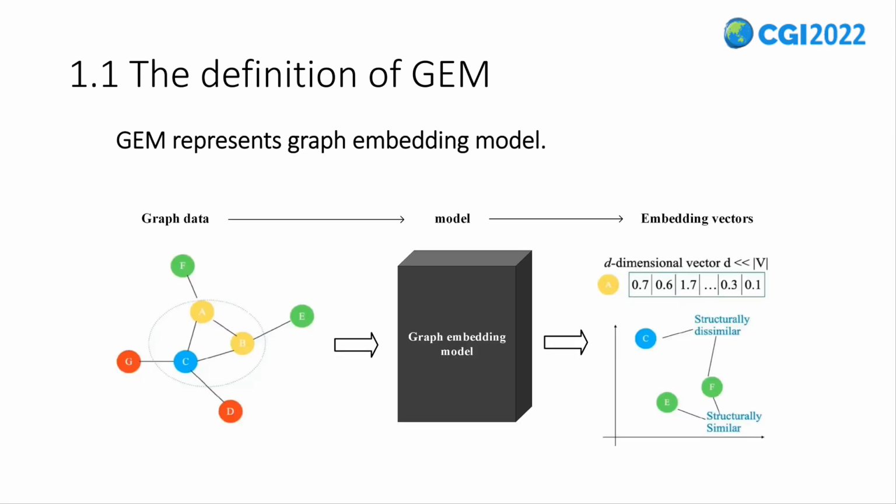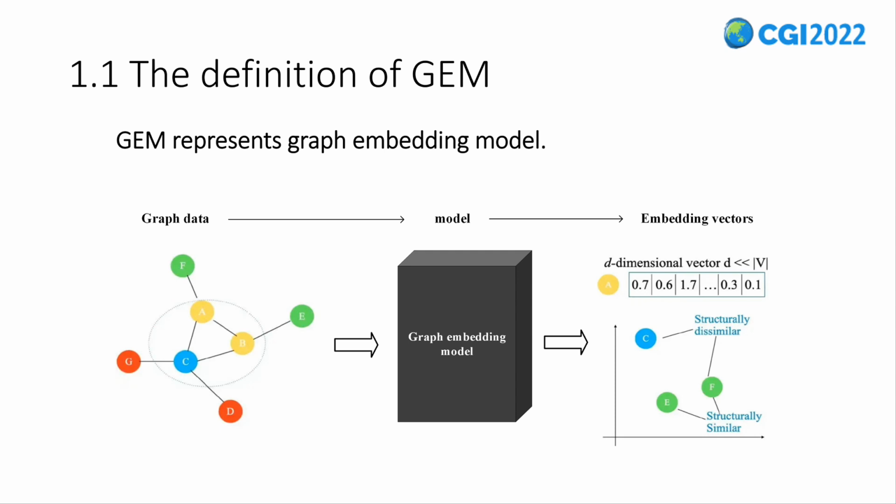Graph embedding is the technique for representing graph information by using a set of computable low-dimensional dense vectors. These sets of embedding vectors are constructed by some graph embedding models, that is, GEM represents graph embedding model. The input of a graph embedding model is graph data, including the set of vertices and the set of edges between vertices, and it outputs the embedding vectors.